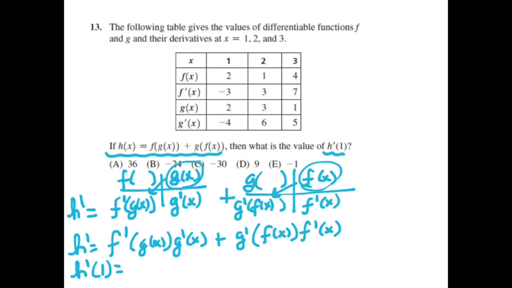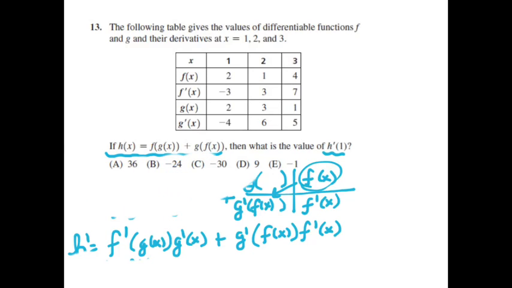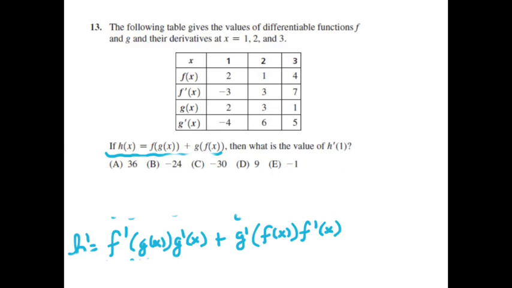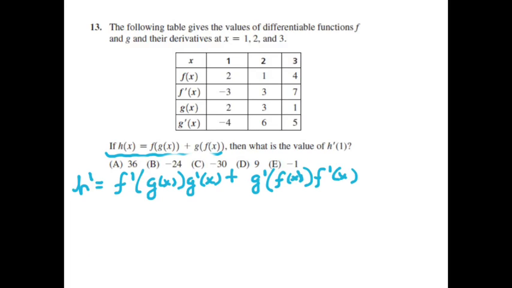So let me see, I'm going to run out of room here. F prime of g of 1. Actually, I really am going to run out of room. I'm going to get rid of the charts here. Hold on, I'm going to pause and rewrite. Okay, now I've got it rewritten and I've got some space here.